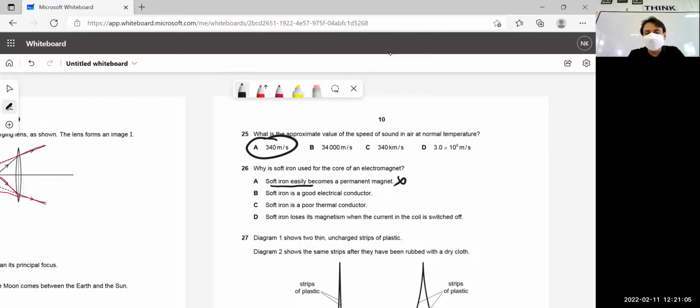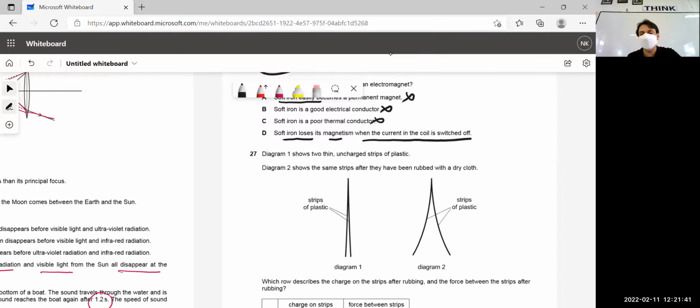Soft iron is a good electrical conductor. This is not about conductivity. We want to make an electromagnet. Soft iron is a poor thermal conductor, wrong answer. Soft iron loses its magnetism whenever the current in the coil is switched off. We want to make an electromagnet and soft iron is used because it loses its magnetism as soon as the current is switched off. Immediately it gets demagnetized. Due to that, we prefer soft iron in making the core of an electromagnet.